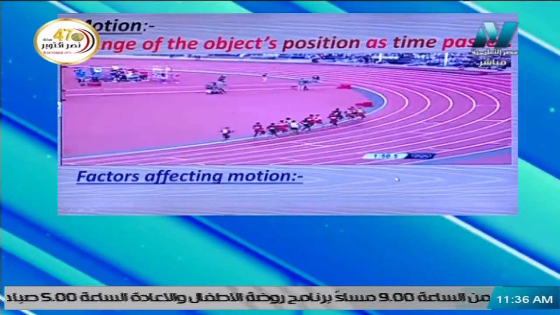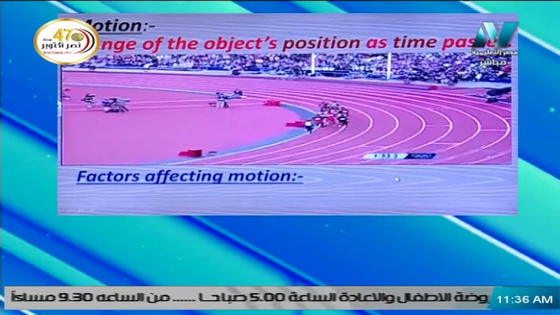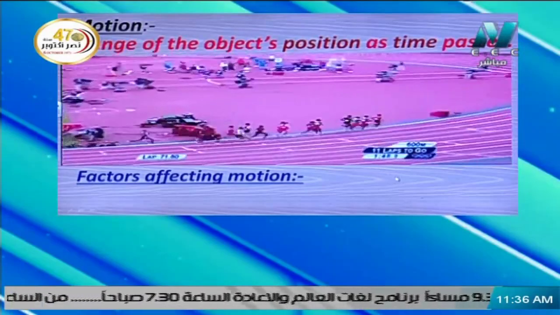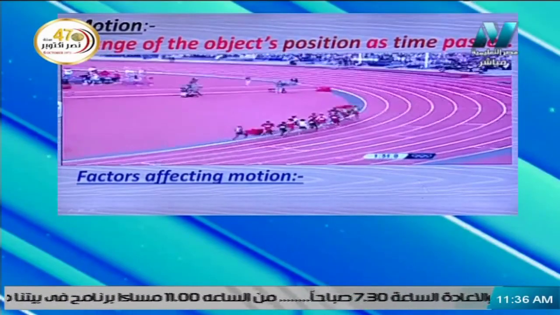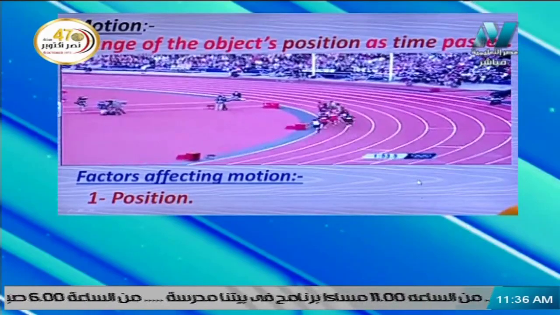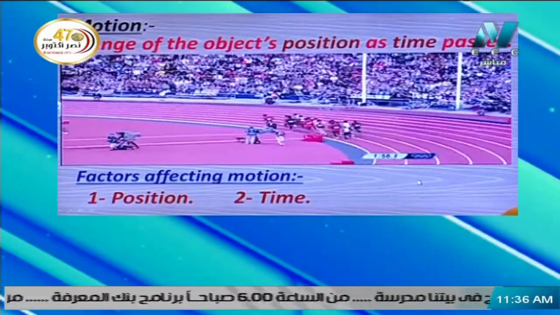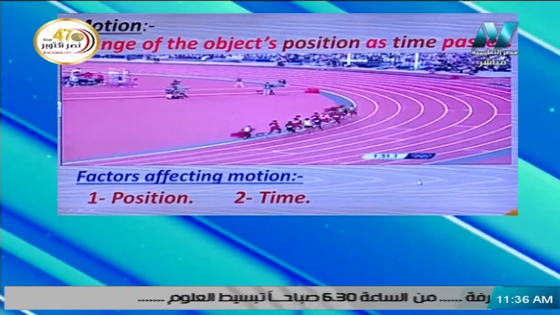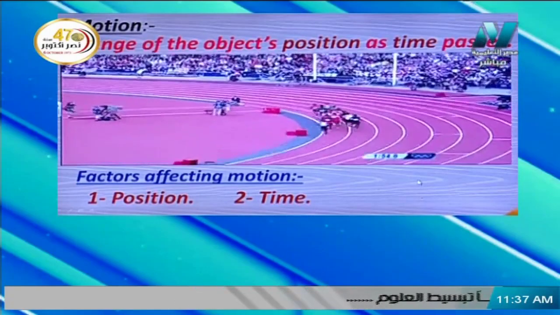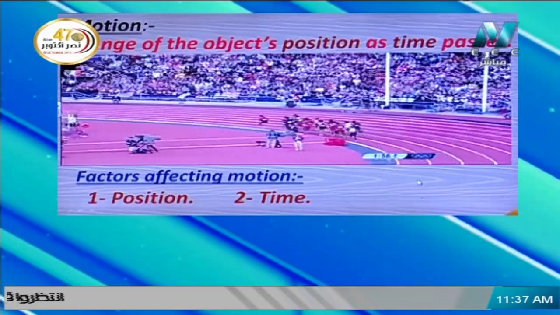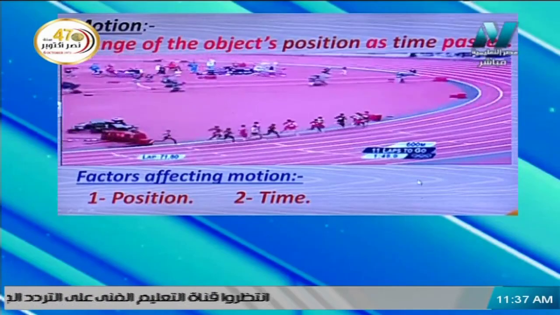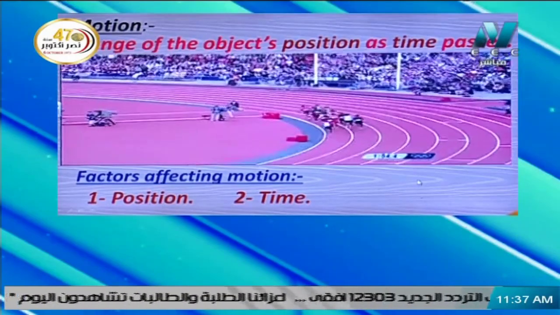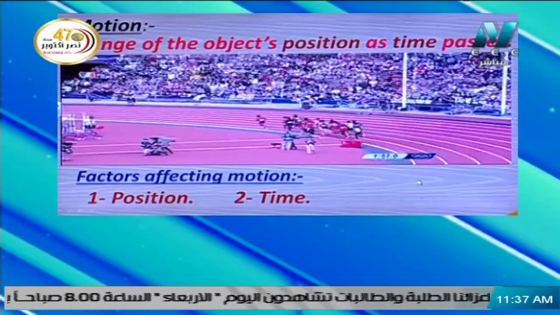Factors affecting motion. We have two main factors affecting motion. Factor number 1 is position. Factor number 2 is time. Because if you have motion for any object, you have a change in the object's position, and at the same time, time passes, or 1 second passes. So we have two factors affecting the motion.